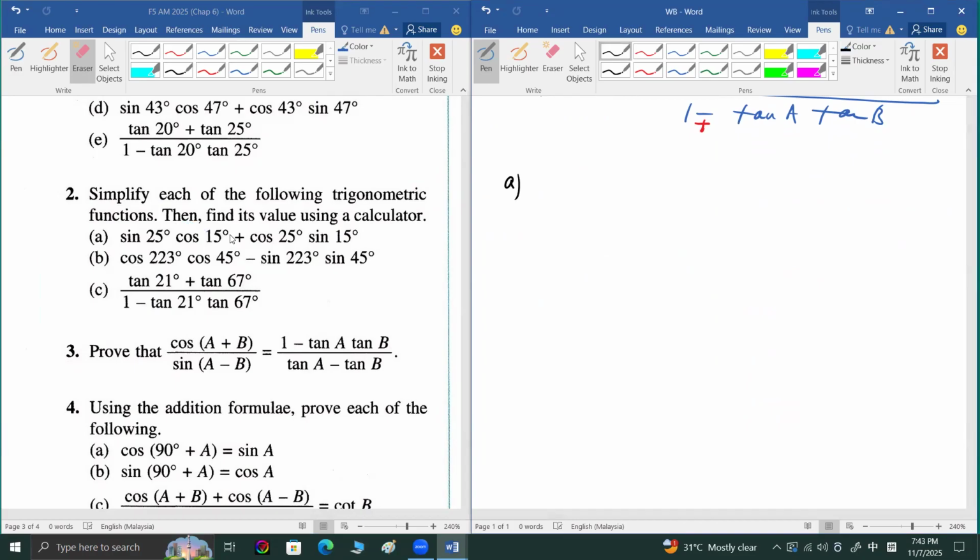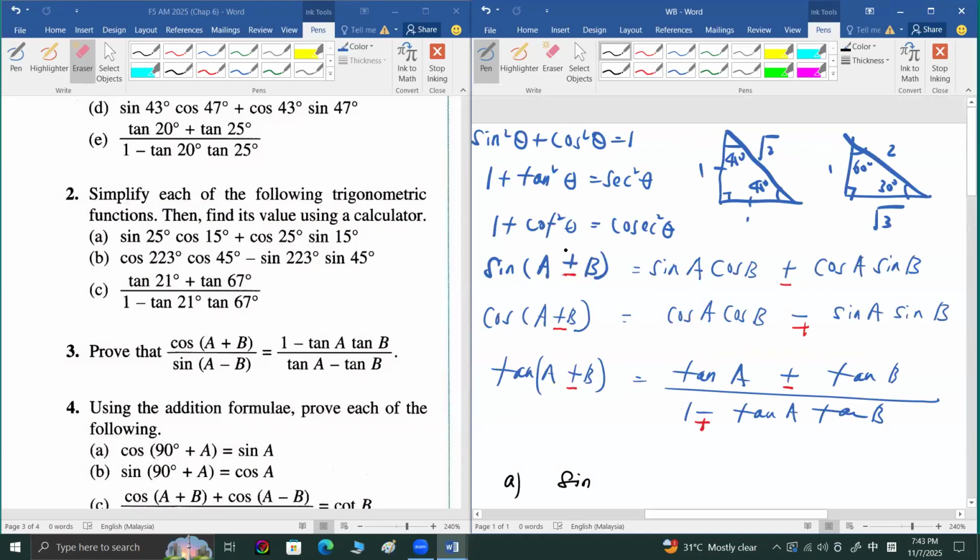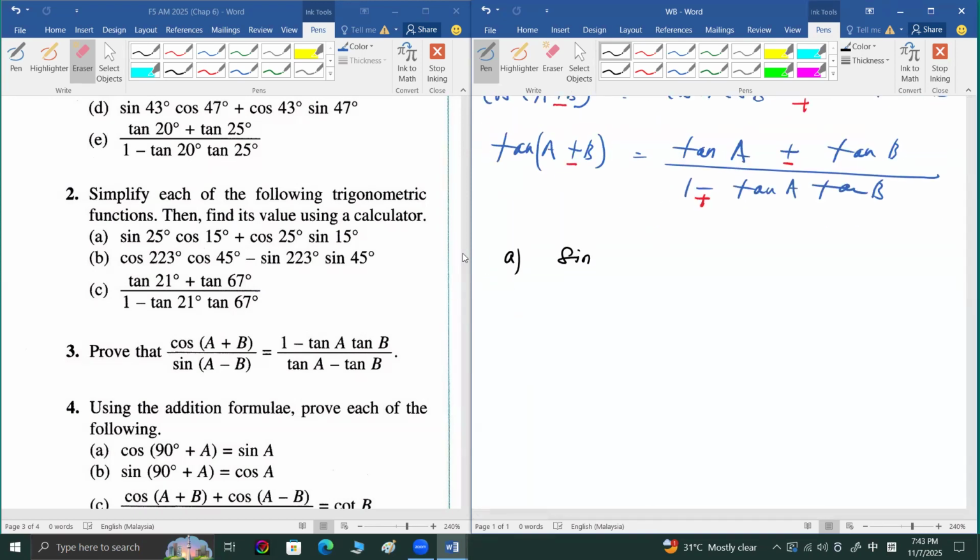Sin A cos B plus cos A sin B. The formula is sin (A plus B), because here is the plus one. So sin (A plus B) means 25 plus 15. I got sin 40. Yeah, you show until here. Then find the value by using the calculator. Okay, you can key into the calculator for sin 40. Sin 40, I got 0.6428. Okay, can you understand?